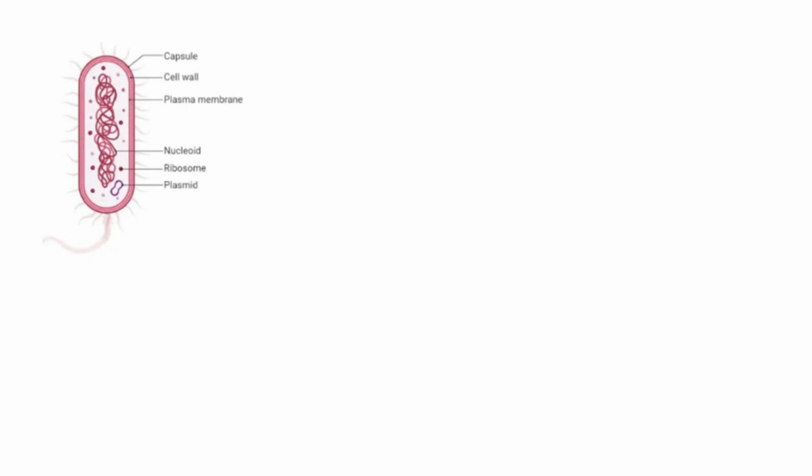A bacterial cell contains a capsule, which is a slimy protective layer surrounding the bacterial cell, and it's also located outside of the cell wall, so be aware of its location. The capsule is made up of polysaccharides, or sometimes proteins. Now, an important point that I'd just like to add here is that the capsule is not present in all bacterium, so be aware of that.